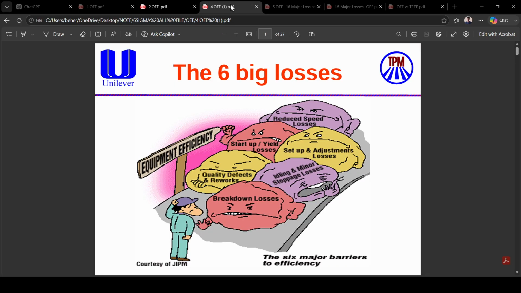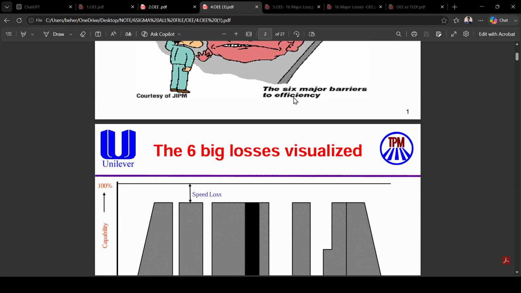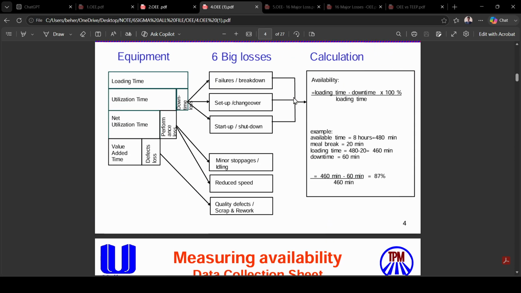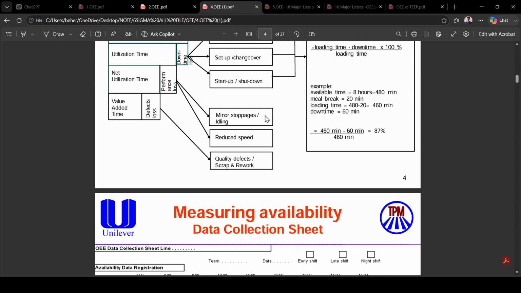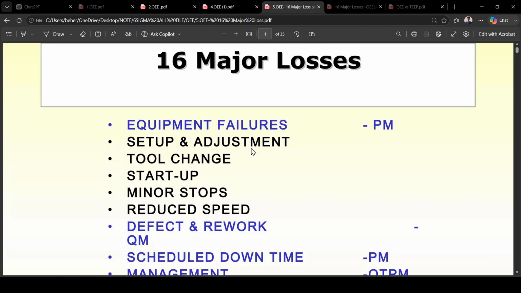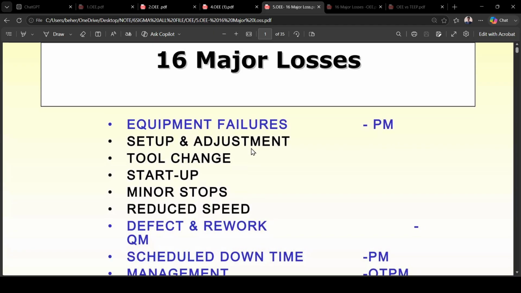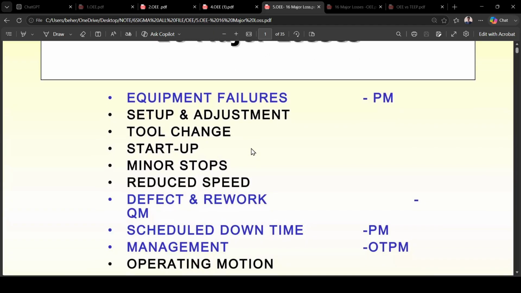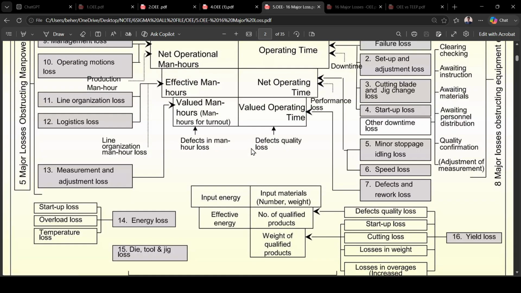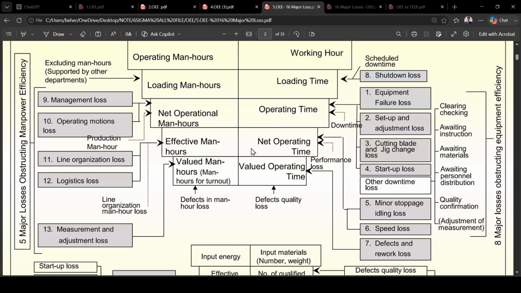So then this is another presentation of the six big losses. Same topic; six big losses are there. I will explain, so you can see the six big losses. I think this is the third time you see that image, so no need to go further. Another set: sixteen big losses are there. So this is the sixteen big losses, and you can read those losses.